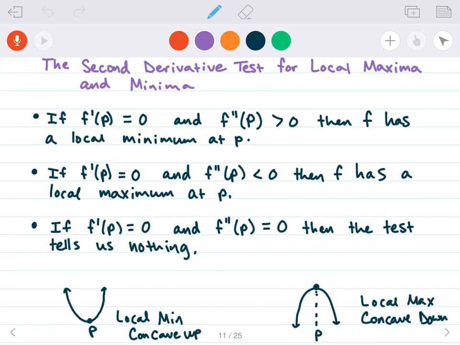Here's the second derivative test. If we take the first derivative and find a critical point P, and if the second derivative at P is positive, then f has a local minimum at P. If the second derivative at the critical point is negative, then it has a local max. If we find a critical point and when we plug it into the second derivative it's 0, then the test tells us nothing. We can't conclude that it's a local max or a local min.